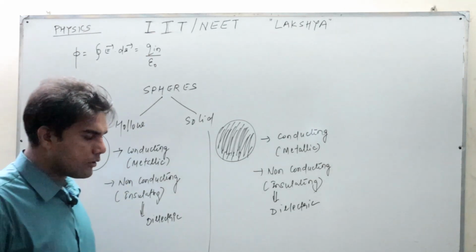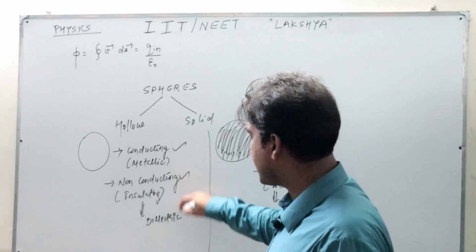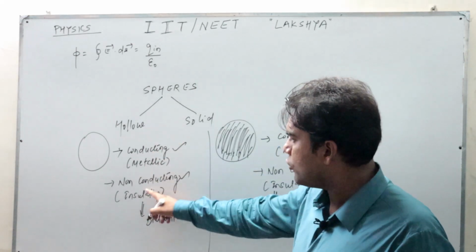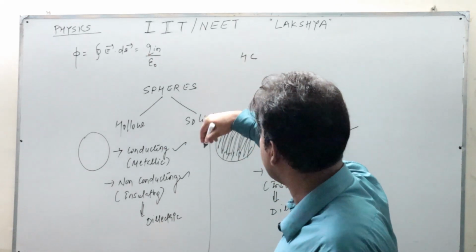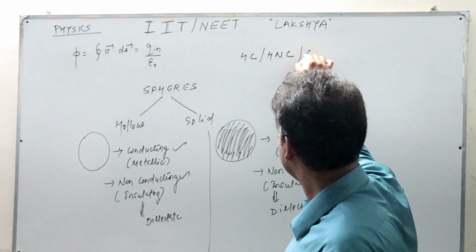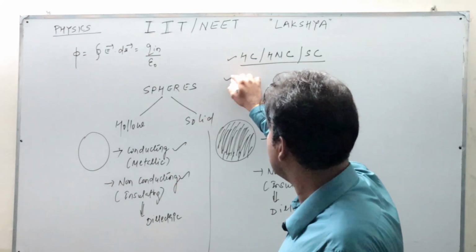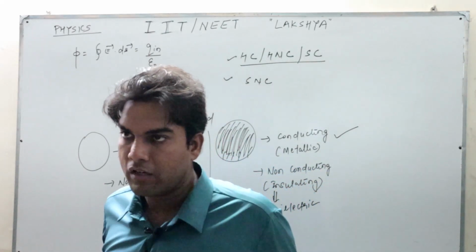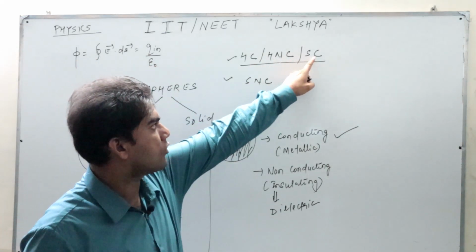Now let us go one by one. Now here I want to make one thing clear, that the results for hollow conducting, hollow non-conducting and solid conducting are the same. And one more case we will take separately, solid non-conducting, non-conducting body or an insulating body. So the results are the same for hollow conducting, hollow non-conducting and solid conducting.